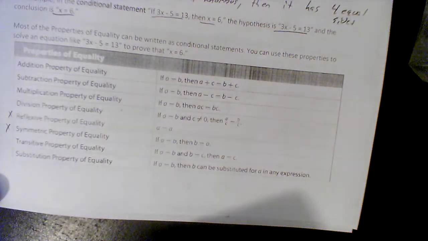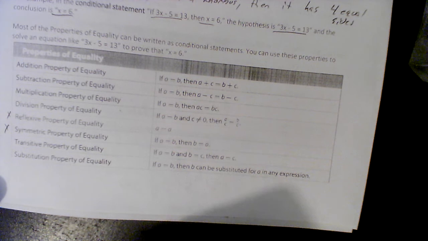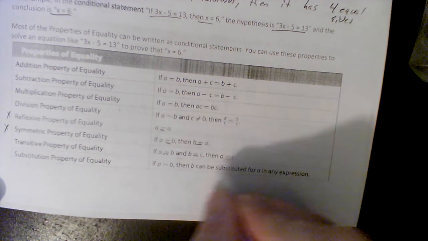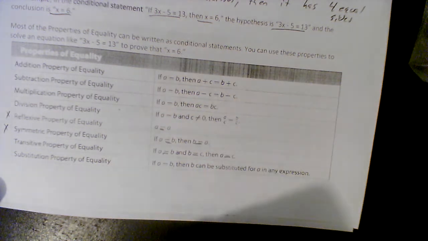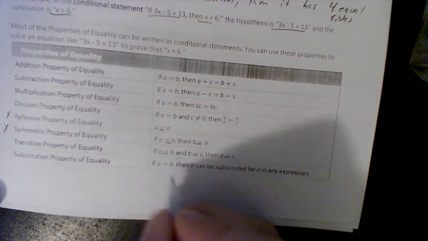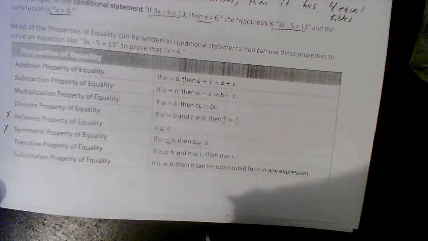The reflexive property we're going to use a lot. The symmetric property we're going to use a lot. You should say equals here: a equals a, and if a equals b, then b equals a. My equal signs aren't printing off very well on this printer, but those are all equals. Transitive property we're going to use a lot. Substitution property we're going to use a lot too.